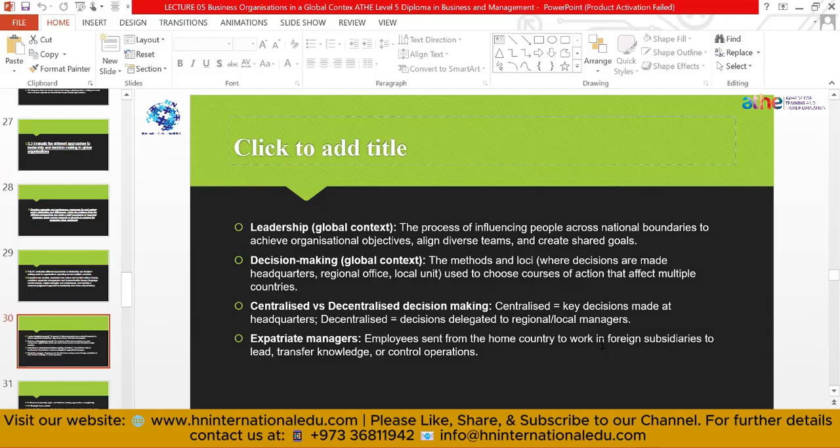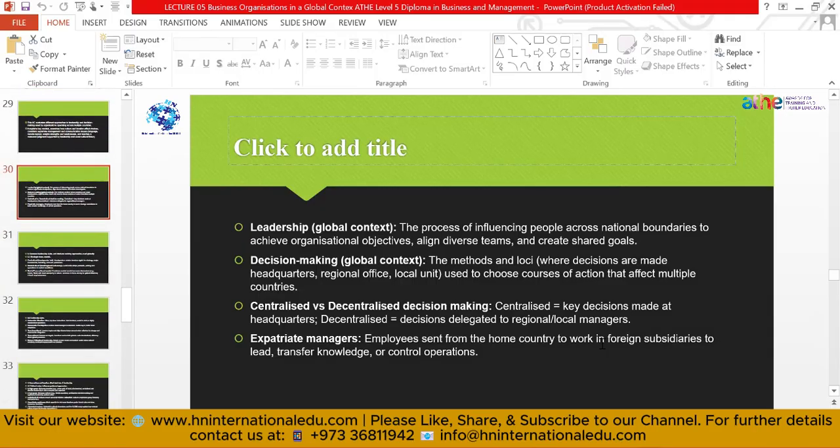Take KFC. The main headquarters is in another country, but their branches are around the world, right? In every country, every city, KFC or any brand, let's assume McDonald's or Starbucks, the multinationals, take decisions accordingly. They can even change the menu as well, but everything will first be accepted or rejected by the main headquarters. Expatriate managers are employees sent from the home country to work in foreign subsidiaries to lead, transfer knowledge, or control operations.